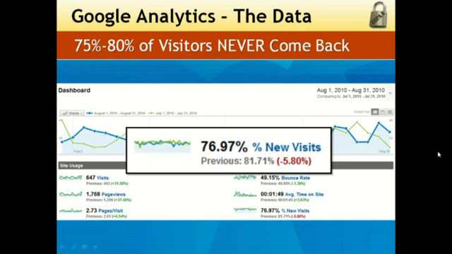Why is that? Well, think about it. If you're always getting 75 to 80% new visits, it means that every single month, 75% of the people that come to your site have never come before. And if that happens month after month, that means 75% of the people that come to your website will never come back. So practically speaking, you've really got only one shot at turning these people into patients. 75% of the people that come to your website, you've only got one shot. So you'd better make it count.